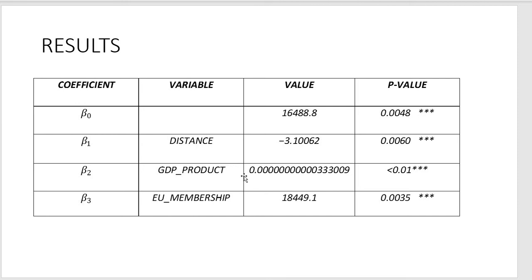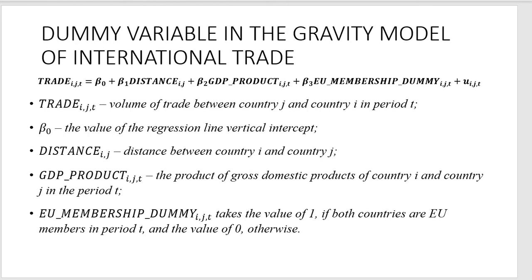But nevertheless, it's positive, it's statistically significant. And finally, the European Union membership dummy has a positive and statistically significant coefficient. So basically, you can interpret it as simply as it is. This dummy, when inserted in the model in this way, simply tells you what the difference is between the volume of bilateral international trade in the pairs of countries when both countries are EU member states in comparison to the pairs of countries when this condition is not maintained.